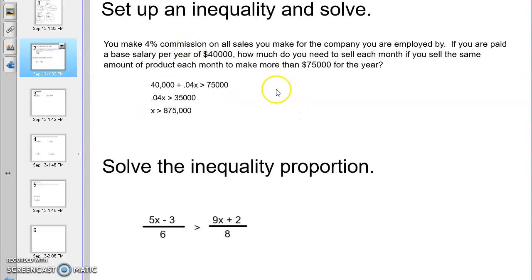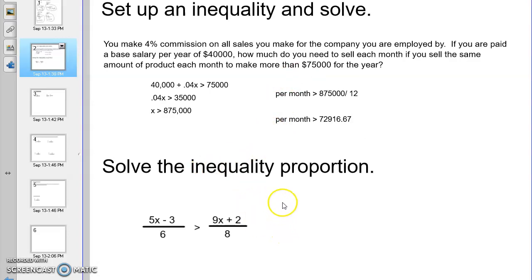Now keep in mind, they want the amount you sell per month. So per month, you would need to be greater than 875,000 divided by 12, which leaves you with a per month of, you need to be greater than 72,916.67.